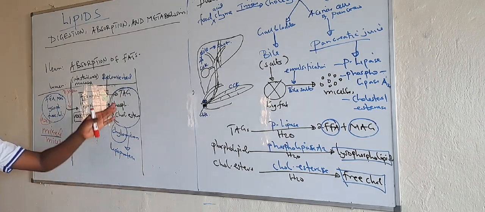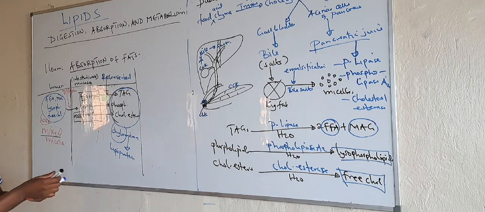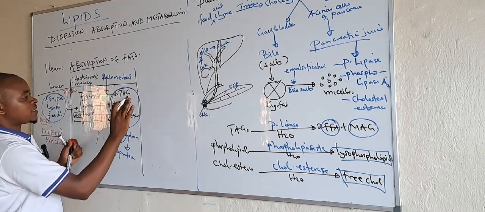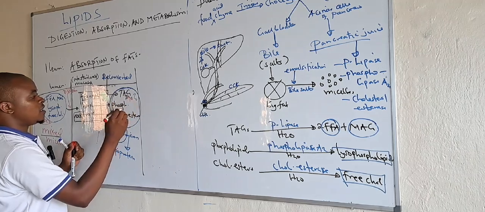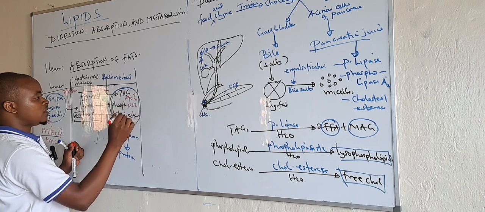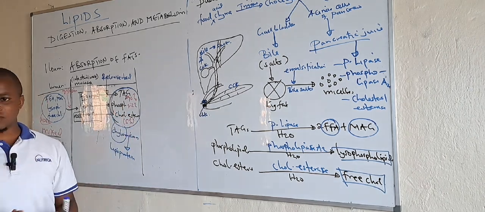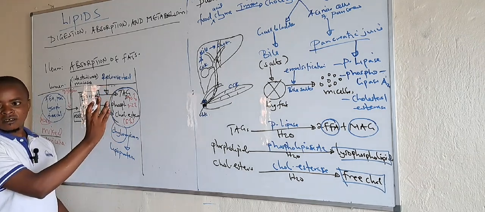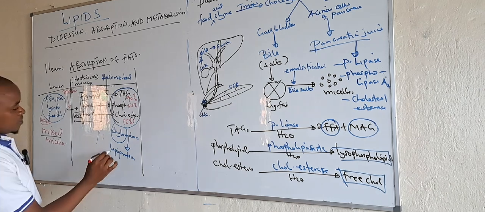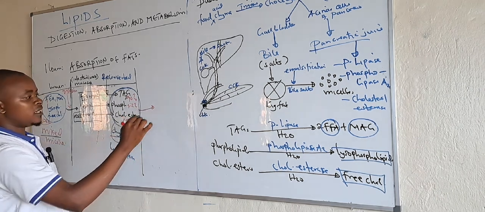So after reconversion, we are seeing triglycerides, the phospholipids, and the cholesterol, whereby triglycerides account for 90%, phospholipids cover about 5%, and cholesterol accounts for 5%. So the chylomicron joins them to enable them to move. After putting a chylomicron on these products, they are transported via the lymphatic system.